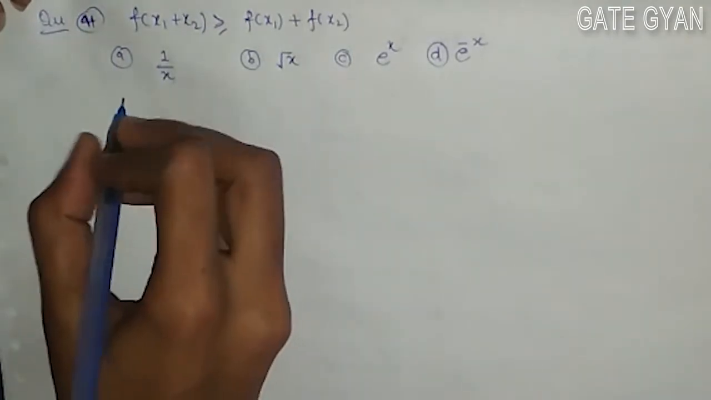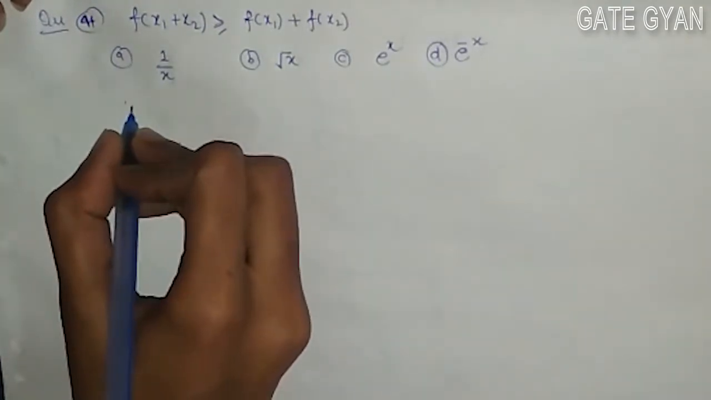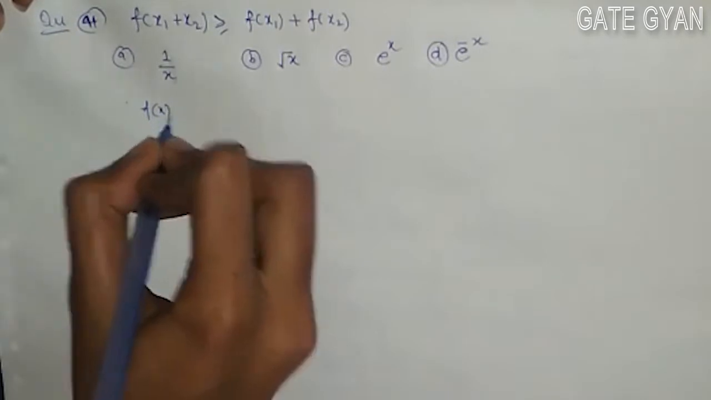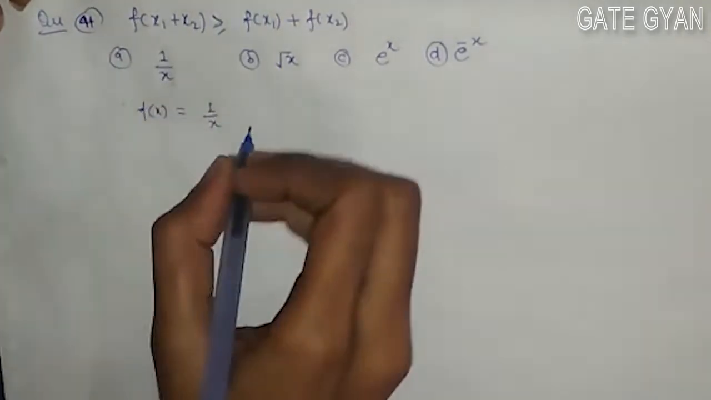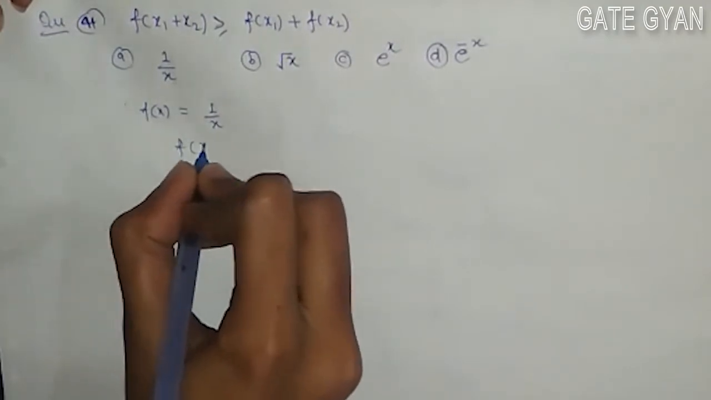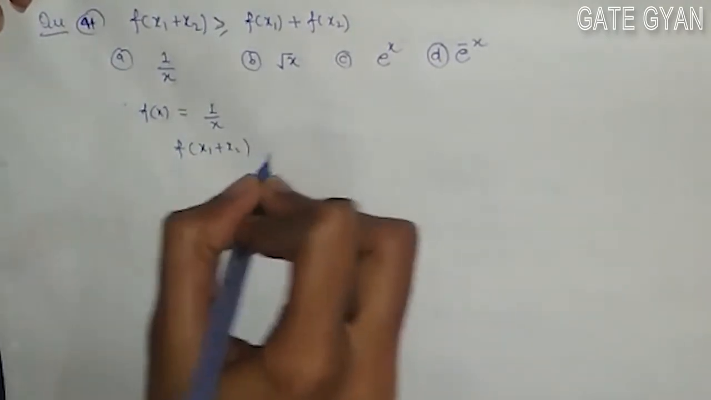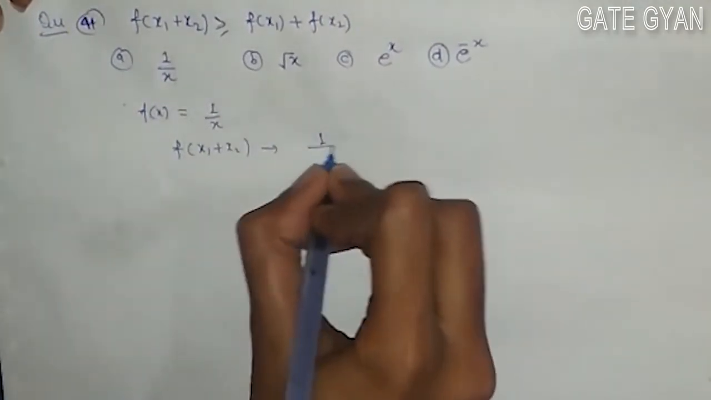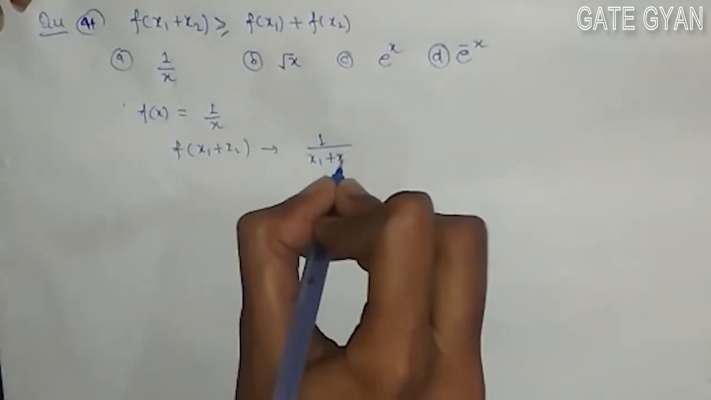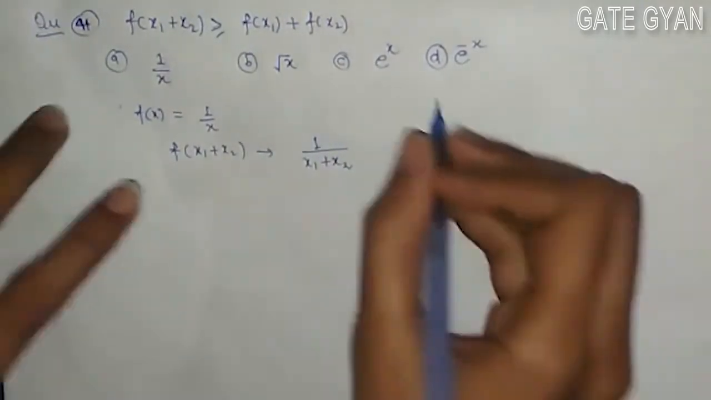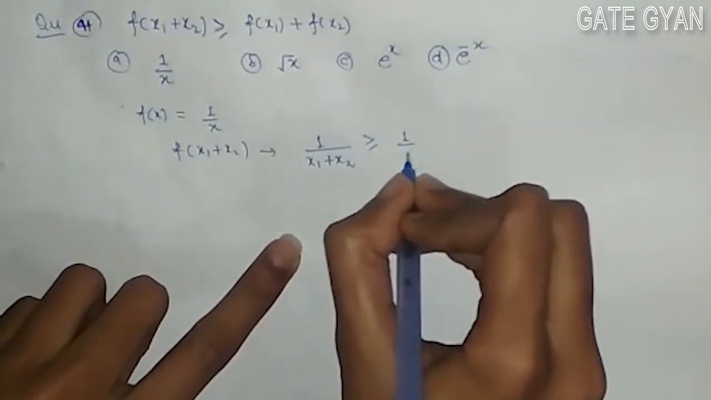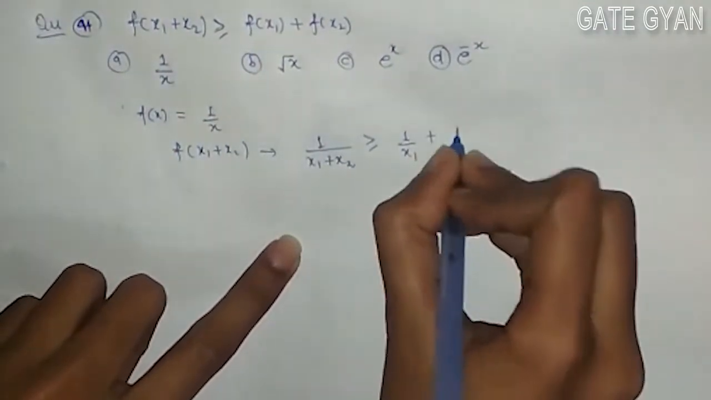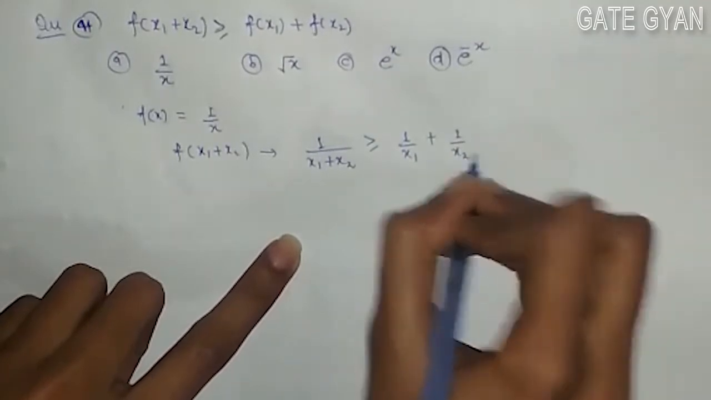Now first let's take option 1. So f of x is 1 by x. So the first condition is going to be f of (x1 plus x2) will look like 1 upon (x1 plus x2), and this must be greater than f of x1 plus f of x2, which implies 1 by x1 plus 1 by x2.